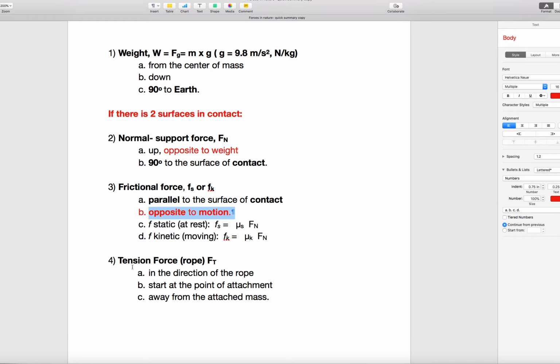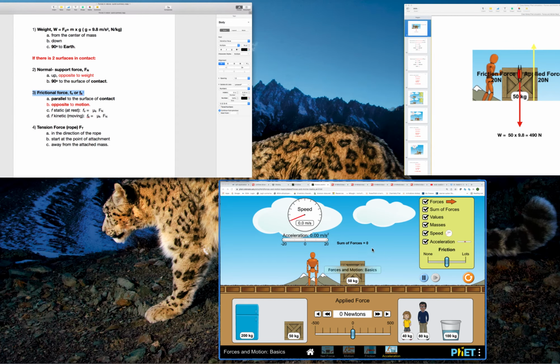The tension force usually appears when you have a rope. Its direction is along the rope, starting at the point of attachment and pointing away from the attached mass. We are going to focus today on these three forces: the weight, the normal force, and the frictional force, or the force of friction. Okay, let me go back here.